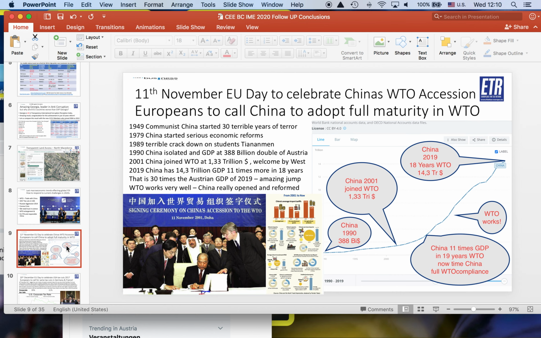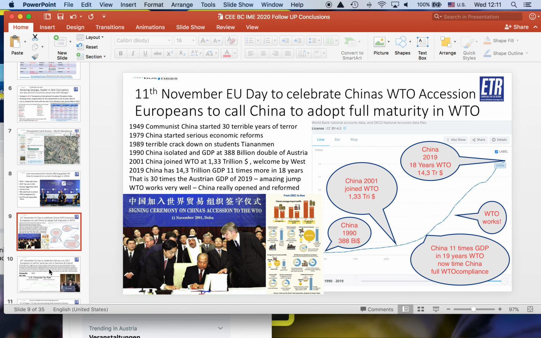Also, China was integrated as a poor developing country with a lot of exemptions. And now it is time to look at intellectual property, competition rules, anti-state subsidies. All these things have to be discussed with the Chinese, and they have to come to full maturity. At 14 trillion, you are no longer a poor neighbor. You are a pillar of the global economy. And so it's time for China to adapt and for us to adapt to China.